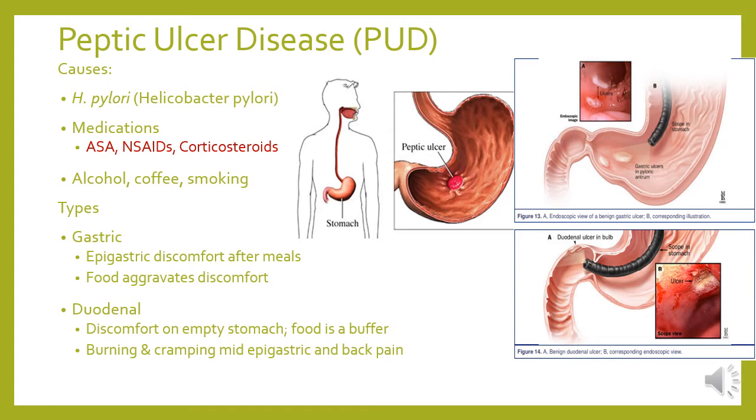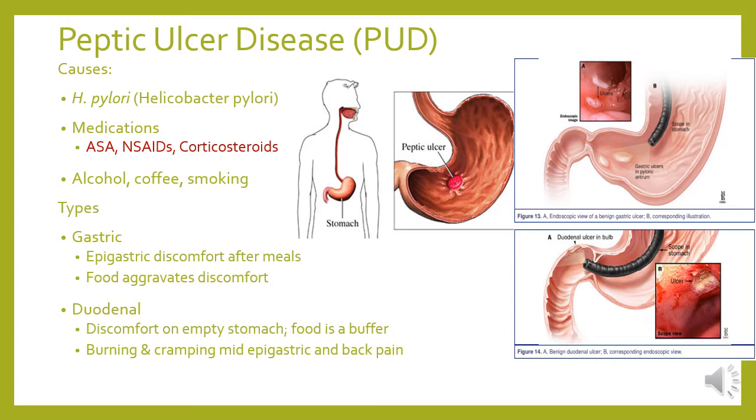There are two types of ulcers. There's gastric, which is found in the stomach and is less common. Usually the client will have epigastric discomfort after meals, where food will aggravate the condition.